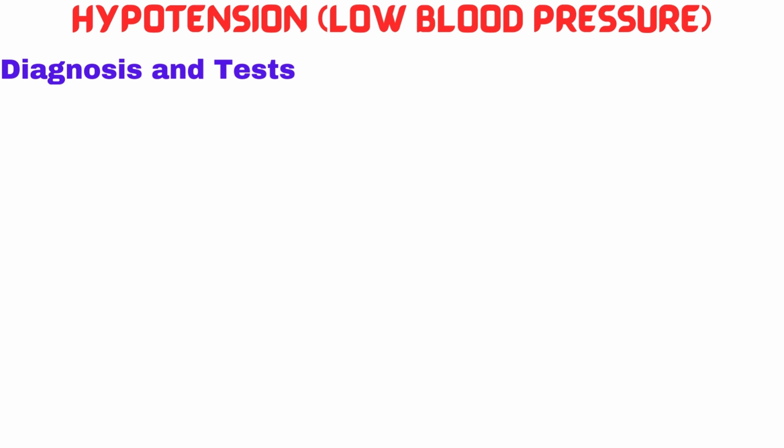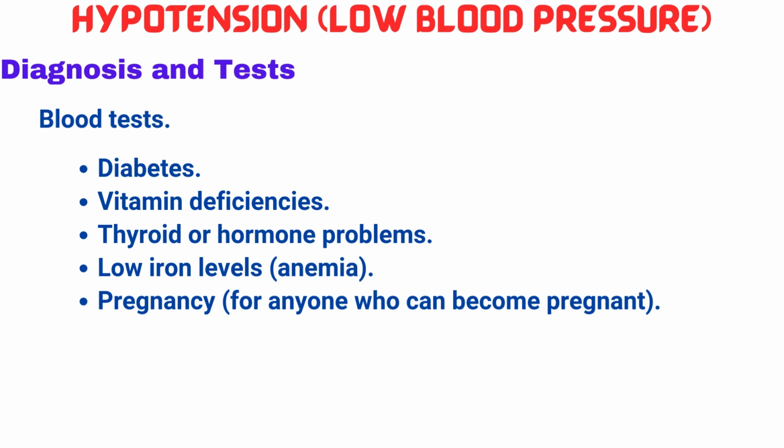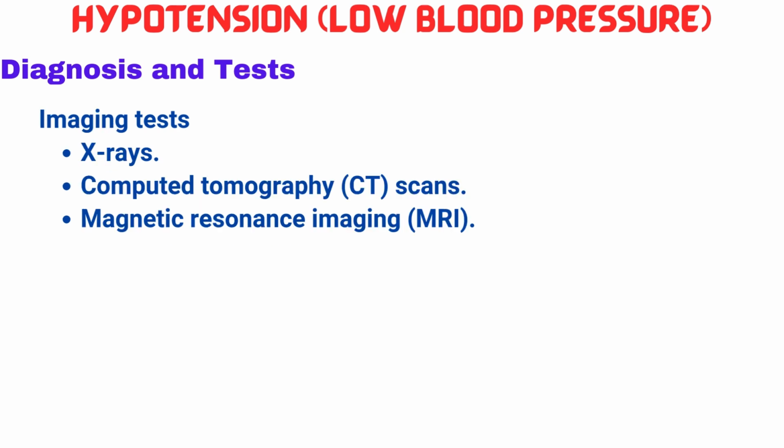The tests may include blood tests. Blood tests can help find signs of other conditions that can lower blood pressure. Tests on blood and urine can look for any potential problems like diabetes, vitamin deficiencies, thyroid or hormone problems, low iron levels which cause anemia, and pregnancy. Imaging tests such as X-rays, computed tomography, and magnetic resonance imaging.